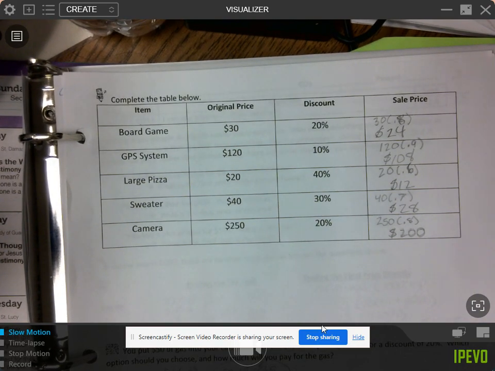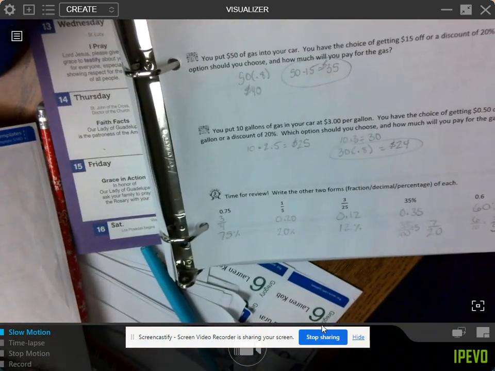All right. First word problem. Oops. Oh, goodness. I am getting all wonky here.